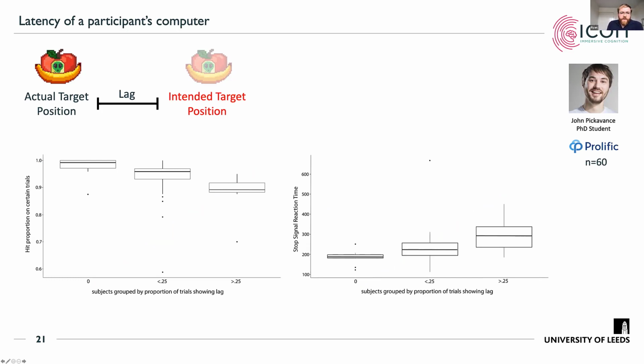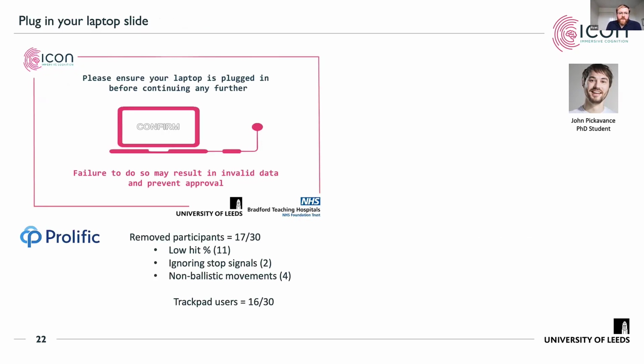And this is something that actually affects some of our measures. So here on the left is the proportion of times that they hit the target on certain trials. And you can see that there's about a 10% reduction in performance when people have a lot of laggy trials. And then they also have longer stop signal reaction times for the same thing. And John noticed that this actually seemed to be disproportionately affecting people that were using a trackpad. So he added a little screen to the beginning of the task that, if someone indicated that they had a trackpad, told them to go plug in their laptop before they started the task.